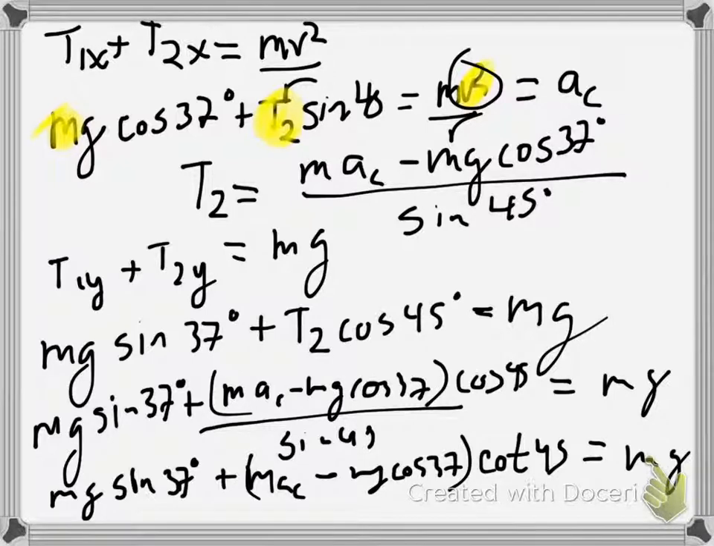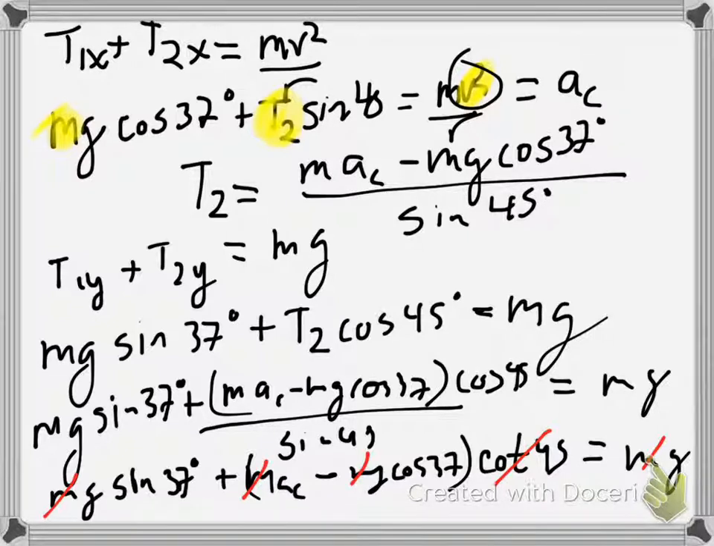Now, don't go crazy, because I can cancel the m's, which is nice. And then the only thing left is a sub c. What is the cotangent of 45? Isn't it 1? Because cotangent is 1 over tangent, and tangent of 45 is 1. So that goes away. Hey, this isn't actually that bad. We've got a sub c right there. All I have to do is add and subtract.